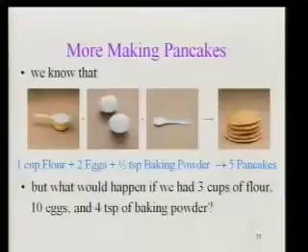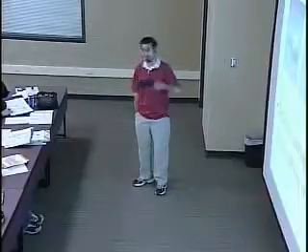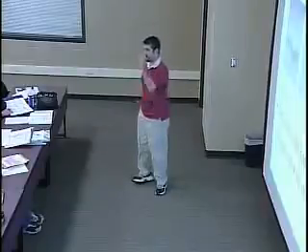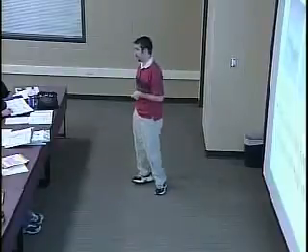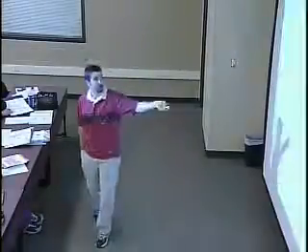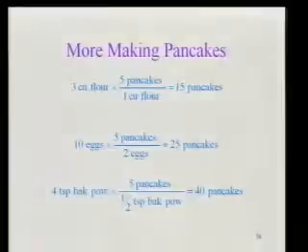Do you see what I mean? Because if you had 3 cups of flour, you could make 15 pancakes. If you had 10 eggs, you could make 25 pancakes. If you had 4 teaspoons of baking powder, too much. But you see the point. And then whichever one of those produces the fewest amount of pancakes, that's what's going to control how many pancakes you can make. So let's set this up in math form using conversion factors to do the same thing. 3 cups of flour. You know that there's 5 pancakes for every 1 cup of flour. So there you go.